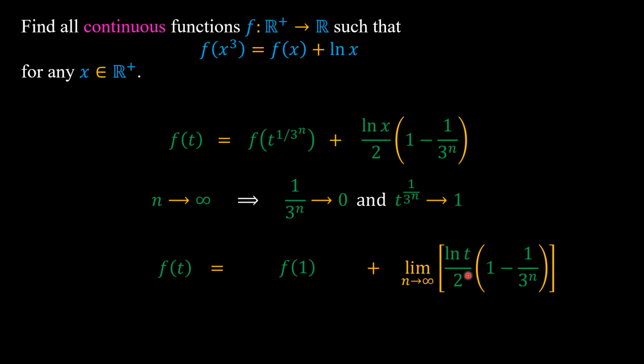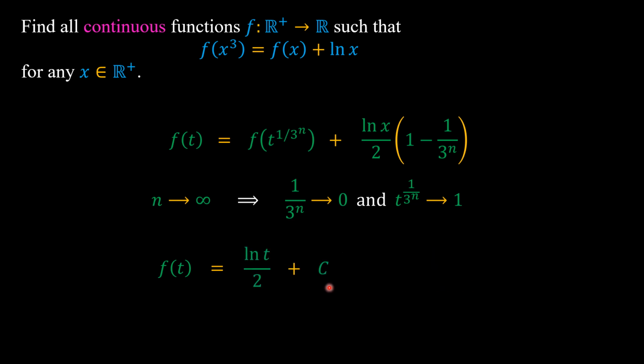Since ln t over 2 doesn't depend on n, we can move ln t over 2 outside of the limit. So we have this quantity. Since 1 over 3 to the power of n tends to 0 when n tends to infinity, this limit is equal to 1, so the quantity is equal to ln t over 2. So we have f(t) is equal to f(1) plus ln t over 2, which means f(t) is equal to ln t over 2 plus a constant c.